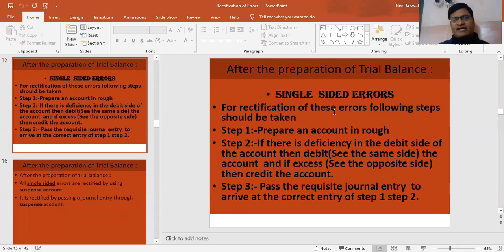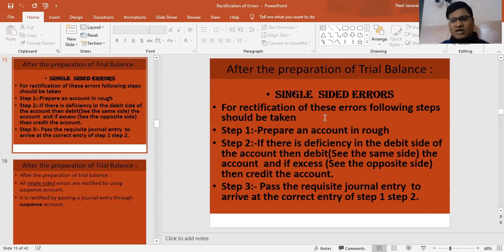What is the meaning of single-sided error? That we have already seen. Single-sided errors are those errors which only affect a single side of the account. In a journal, there are two accounts involved, but only when one of the accounts is showing either more amount or less amount do we say that the error is a single-sided error. This is basically a posting error.